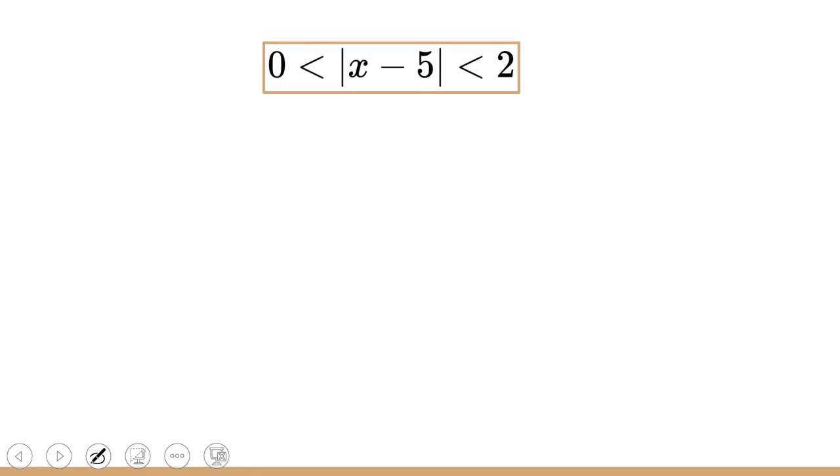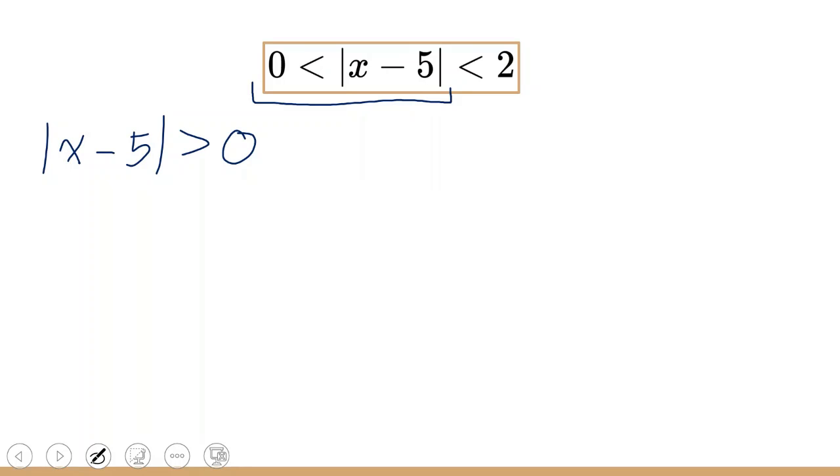To wrap up this section, let's go through an example. So we have the inequality here, 0 is less than the absolute value of x minus 5, which is less than 2. So let's go ahead and break this up into two parts. I'll do the first half, which is the absolute value of x minus 5 is greater than 0.